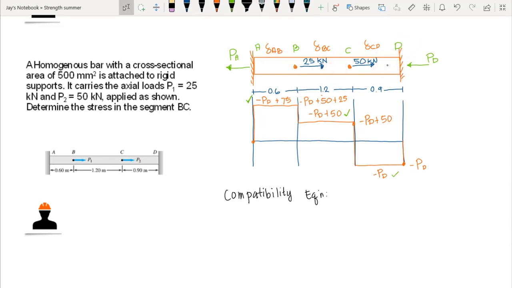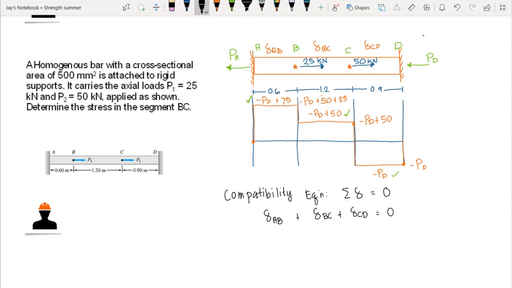Correct? So our compatibility equation here is equal to just the summation of all the deformation should be equal to 0. Okay? So in this case, again, since we do not have movement in D relative to A, closer or farther from A, we have the summation, or that is the deformation of AB plus the deformation of BC plus the deformation of CD is equal to 0.